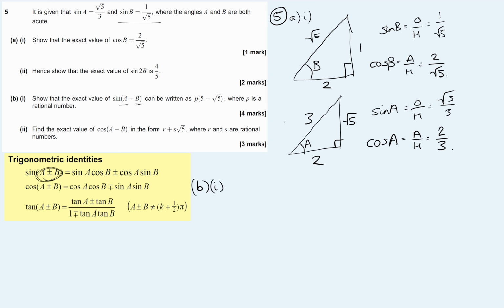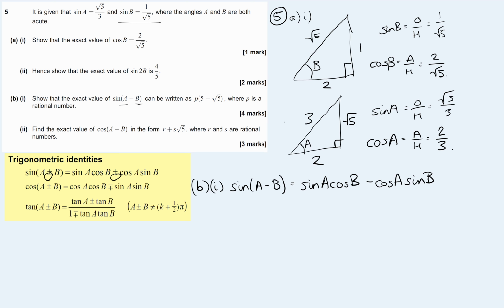So show that the exact value of sine A minus B can be written as some value of p, lots of 5 minus root 5. So we're doing sine of something minus something, so the sign stays the same. So sine of A minus B, and it's very nice of the examiner to leave it in the same form as our formula book. So it's sine A cos B minus cos A sine B.